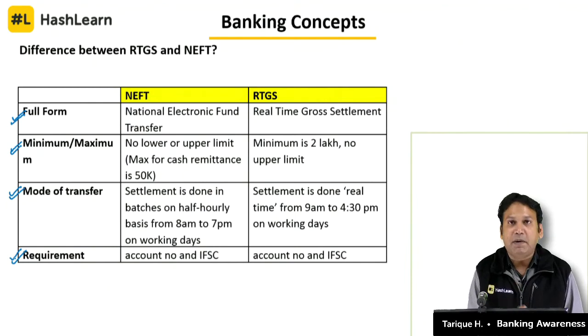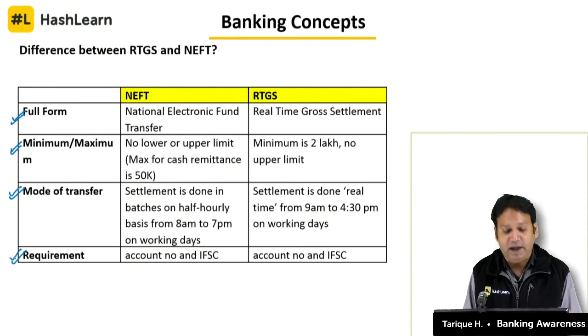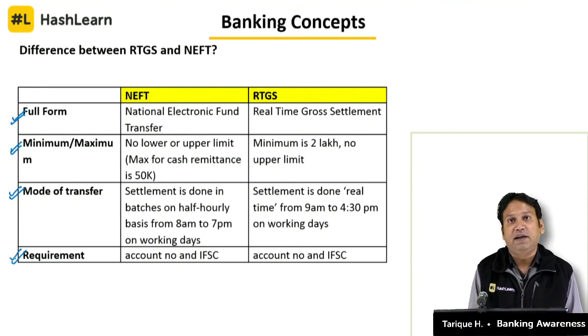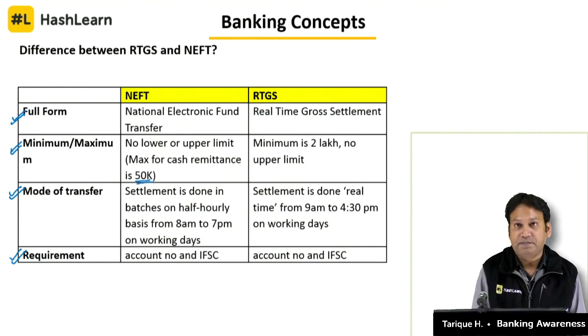What is the minimum maximum amount that can be transferred? In NEFT there is no lower or upper limit. As mentioned on the RBI website, there is no lower or upper limit for NEFT transactions. You can even transfer 1 rupee online. But if you want to transfer money through cash remittance at the NEFT counters in a bank, so you don't have an account in a bank, but you want to transfer some amount into the account of a person who has an account in a bank, you can do that by going to any bank and depositing the cash at the NEFT counter. The machines are there that can help you transfer money. Clear? So for cash remittance, the maximum is 50,000.